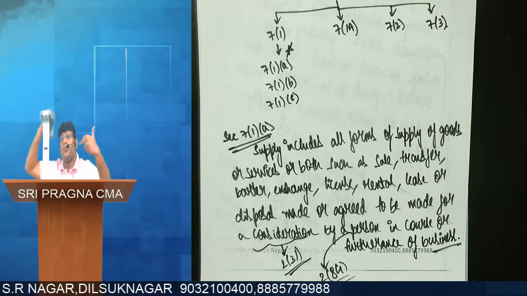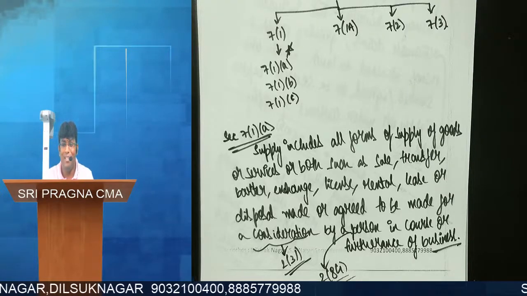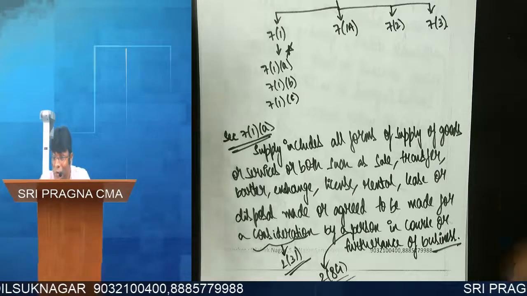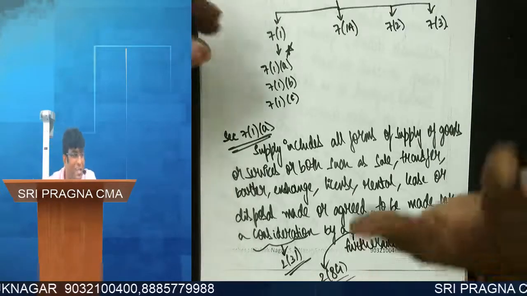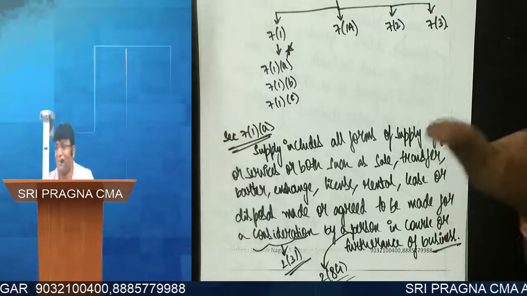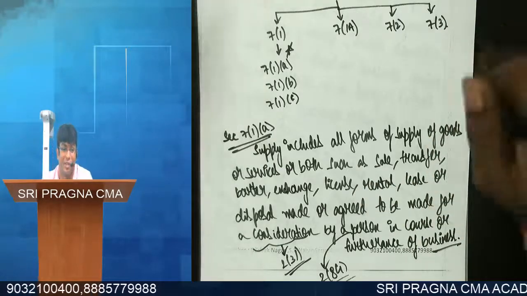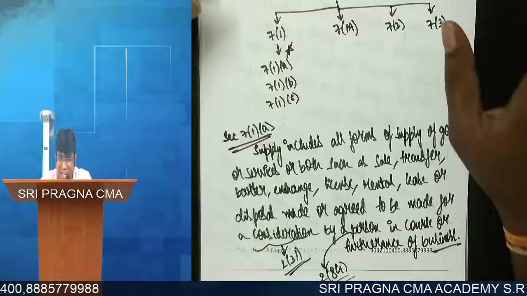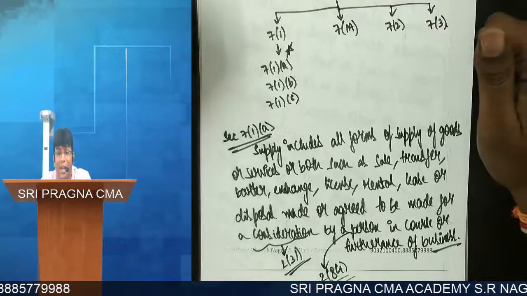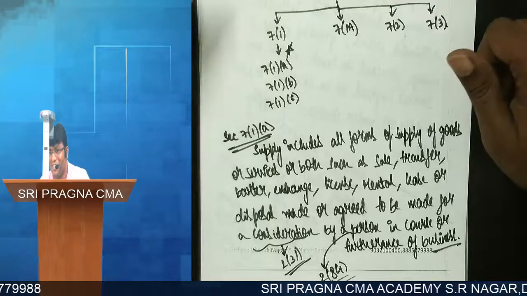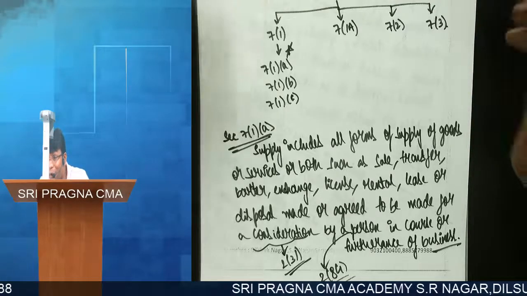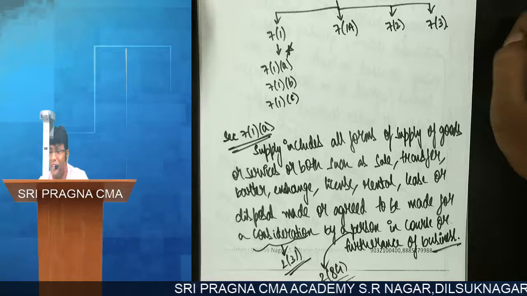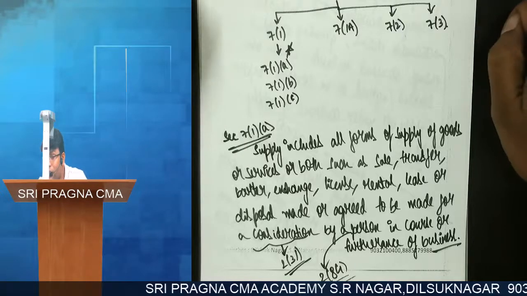But from Lalita Jewelers' point of view, it is supply, because it is in the course or furtherance of business. That is why I clearly told, from Lalita Jewelers' point of view, 100% it is supply. But from my point of view, it is not a supply, because from my point of view, it is exchange, but it is not in the course or furtherance of business. That phrase is important, in the course or furtherance of business. Are we getting clarity? Speak out.